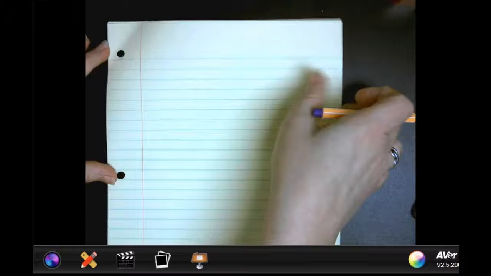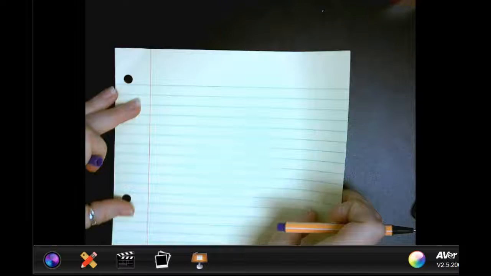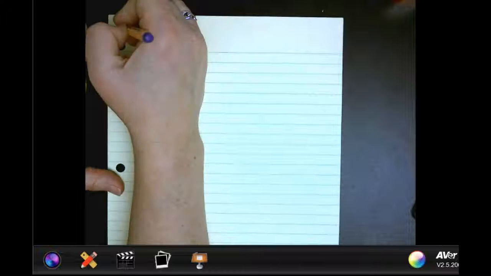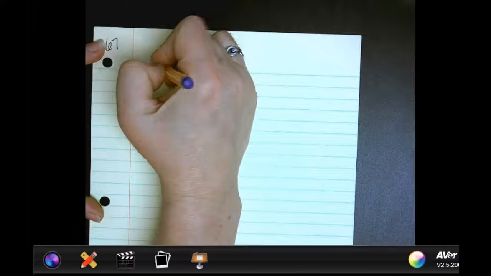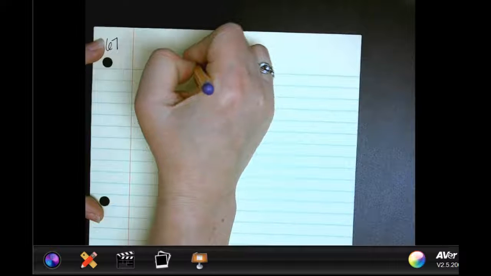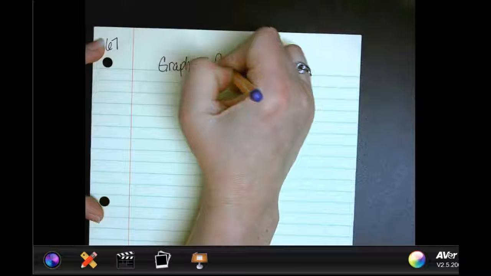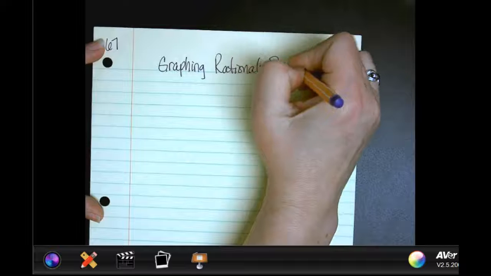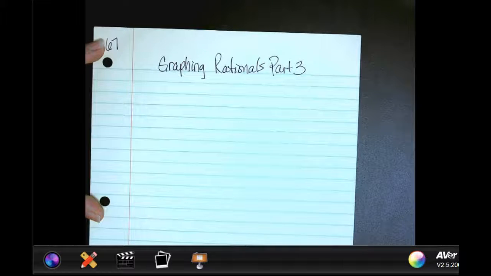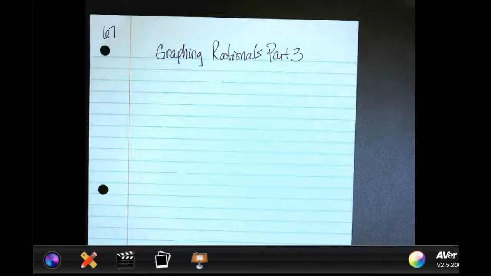All right, so this is going on page 67 when you're done. Or well, actually, not when you're done, like right now, because we're writing in your ISN. So this is probably where your 67 is. And then we are going to title this Graphing Rationals, Part 3, which is just going to consist of one example.